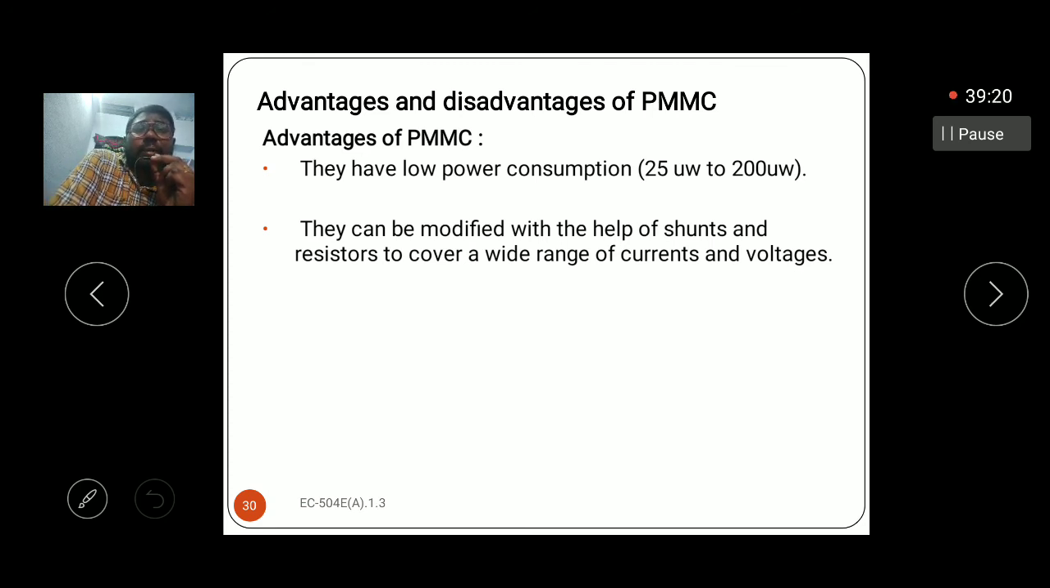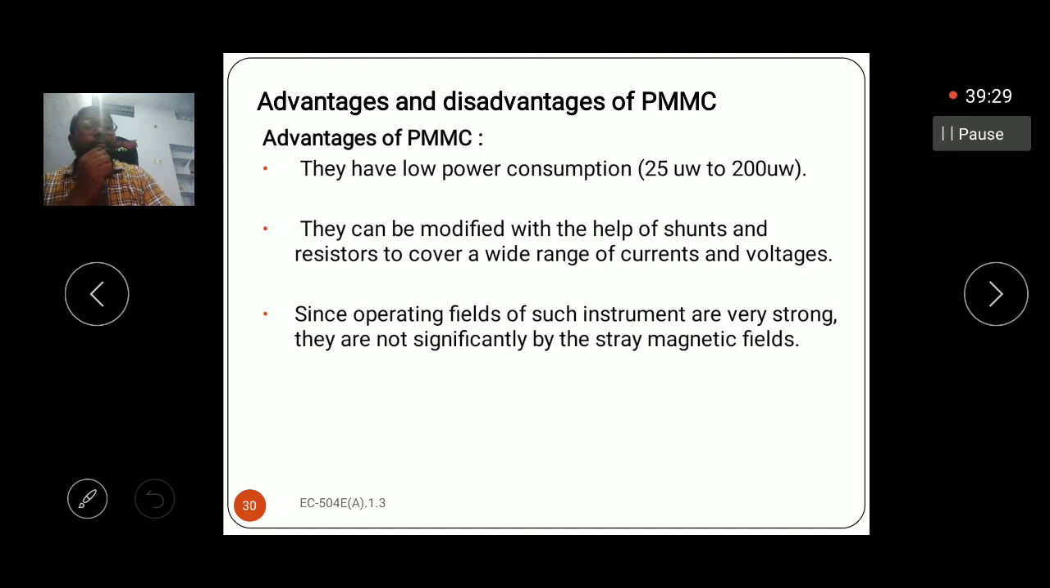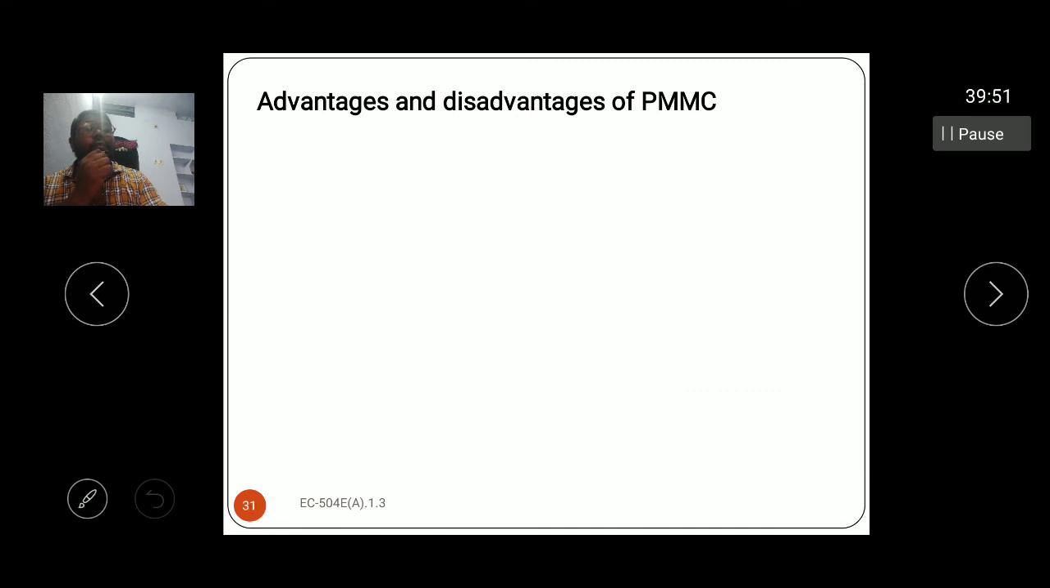The advantages of PMMC: they have low power consumption, that is 25 microwatts to 200 microwatts, and they can be modified with the help of shunts and resistors to cover a wide range of currents and voltages. Since the operating field of such instruments is very strong, they are not significantly affected by stray magnetic fields, and they possess a high torque to weight ratio.